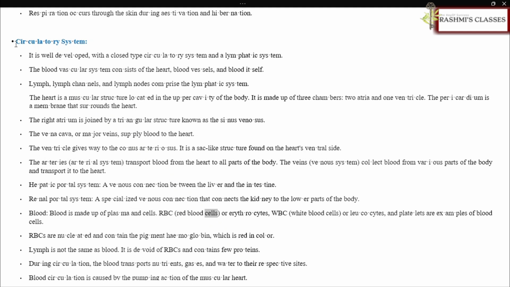RBC, red blood cells, or erythrocytes, WBC, white blood cells, or leukocytes, and platelets are examples of blood cells. RBCs are nucleated and contain the pigment hemoglobin, which is red in color. Lymph is not the same as blood. It is devoid of RBCs and contains few proteins. During circulation, the blood transports nutrients, gases, and water to their respective sites. Blood circulation is caused by the pumping action of the muscular heart.